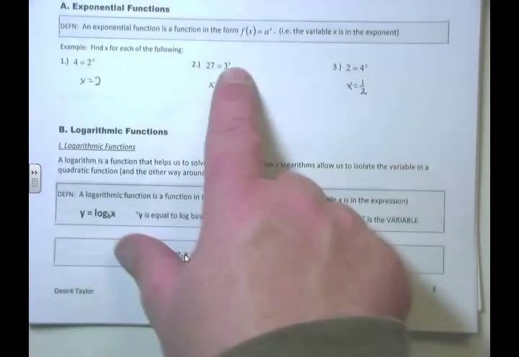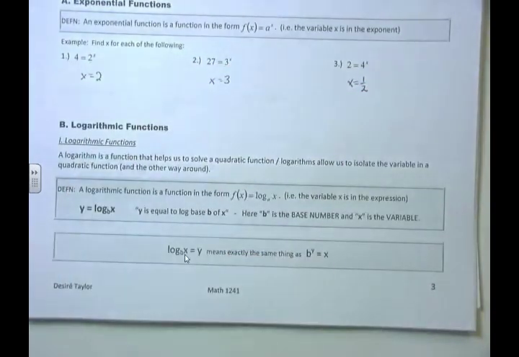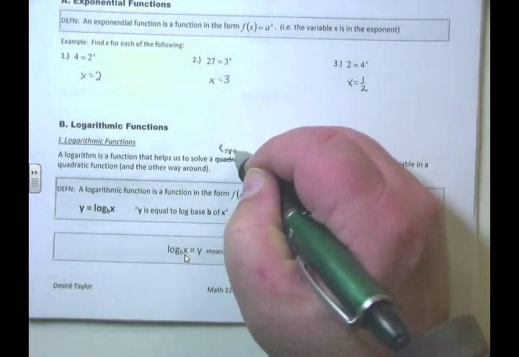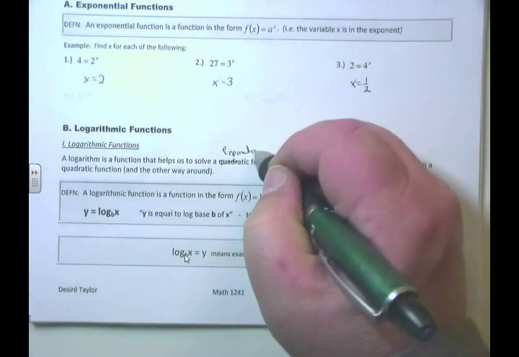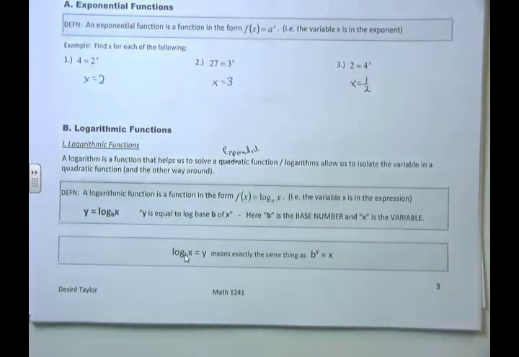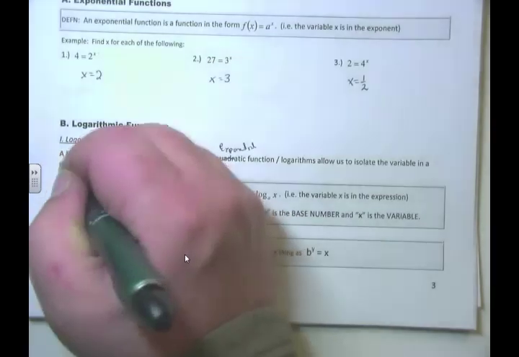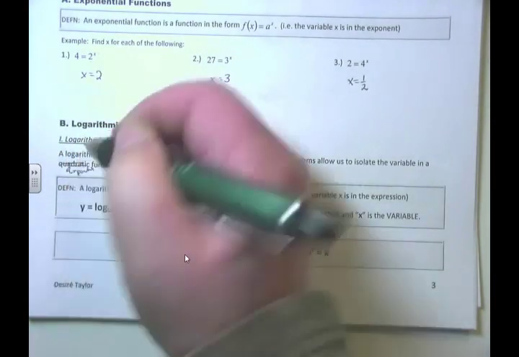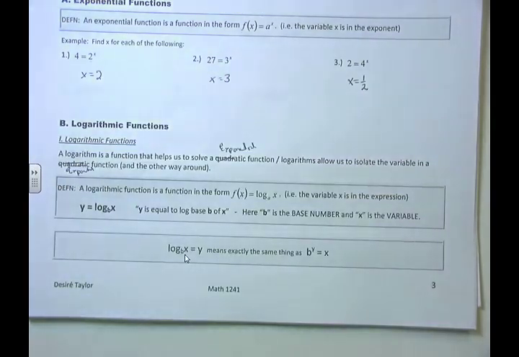Now, here's the problem. When you're trying to solve for those exponents, this new function was developed. It's called a logarithmic function. A logarithmic function is a function that helps us to solve an exponential equation. I didn't mean the word quadratic, that's my typo there. Logarithms allow us to isolate the variable in the exponent, and the other way around.